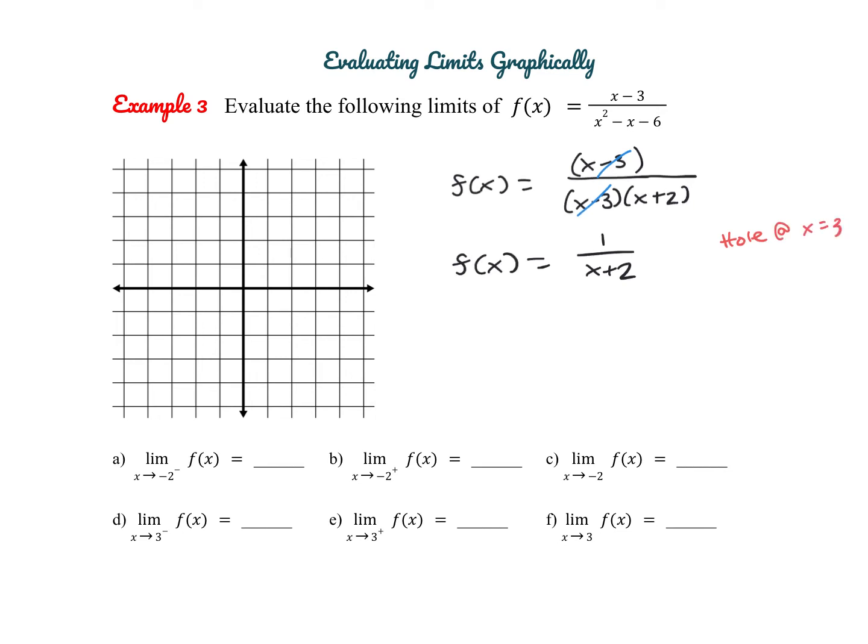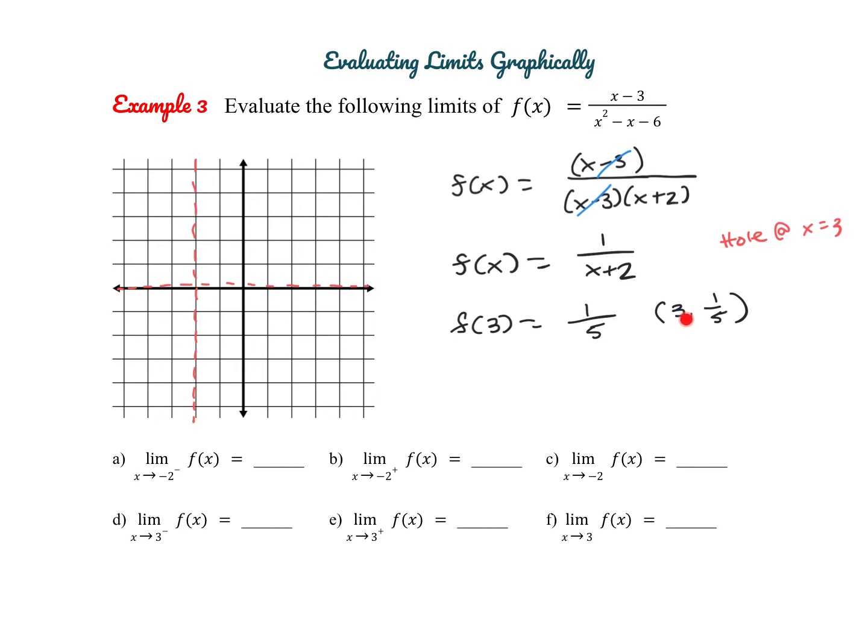All right, and to find the coordinate of that hole, we can substitute 3 into our remaining function, and we see that the hole will be at (3, 1/5). We can also see that since we have this remaining factor in our denominator, we're going to have a vertical asymptote at x equals -2. And if we evaluate the difference in the degree between the numerator and denominator, since the degree is larger in the denominator, our graph is going to approach 0 as x approaches positive or negative infinity. So we have a horizontal asymptote at y equals 0.